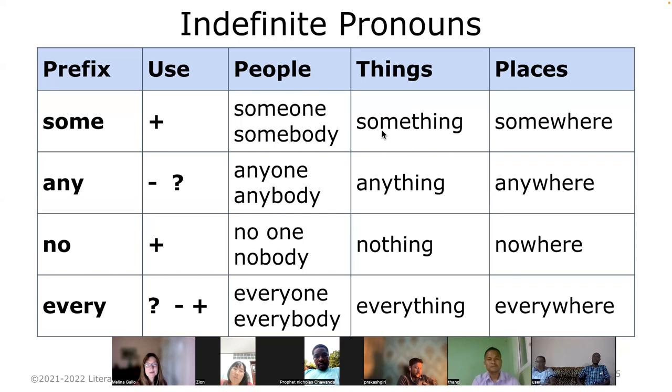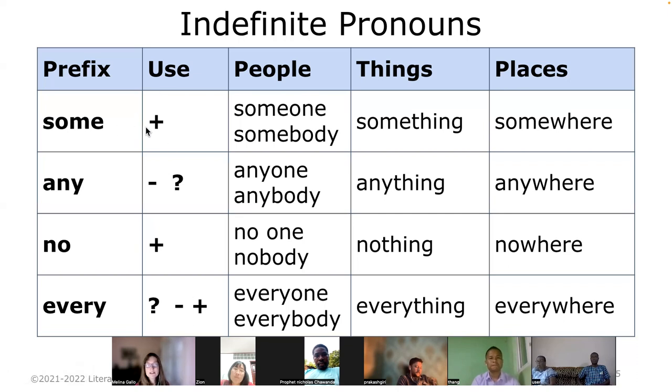For things, we use the word thing, which is easy to remember. Something, anything, nothing, everything. And for places, we can use where, or also place, like somewhere or someplace, anywhere, nowhere, everywhere. So those are the words that we're going to be focusing on to start introducing indefinite pronouns to our students. And they have slightly different uses.